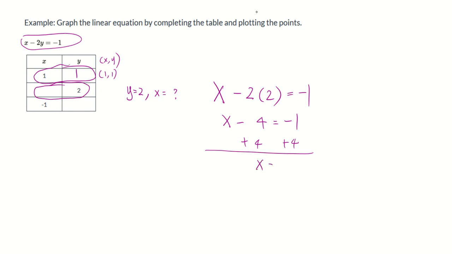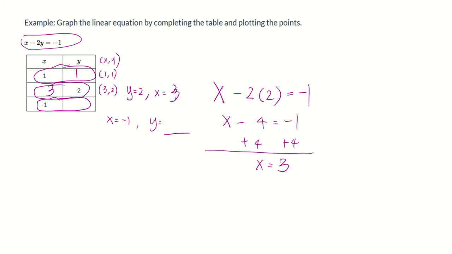So x equals 3. So when y is 2, x is 3. So the ordered pair we have is 3, 2. That's another point on the graph. Okay, now let's look at the last ordered pair. When x equals negative 1, we're looking for the y value.